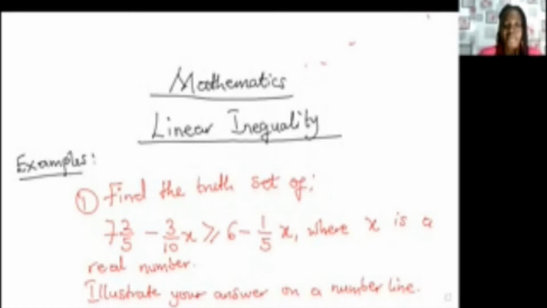1. Find the true set of 7 whole number 2 over 5 minus 3 over 10 x greater than or equal to 6 minus 1 over 5x, where x is a real number. Illustrate your answer on a Venn diagram. So this is our question, and we have to find the true set of this question. So let's see how best we can answer this question.